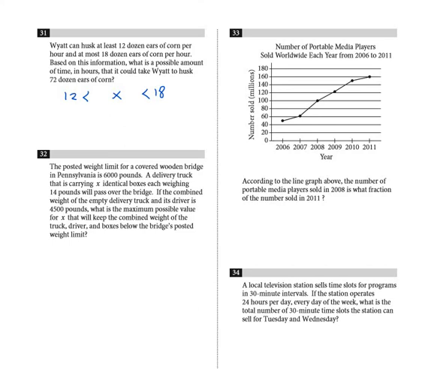Based on this information, what is the possible amount of time in hours that it could take White to husk 72,000 ears of corn? So in this question, we're going to divide 72 by 12 to see at least how many hours he's supposed to work. 72 divided by 12 is 6, so 6 hours the slowest, and 72 divided by 18 is 4, the fastest. So he can work between 4 hours and 6 hours.